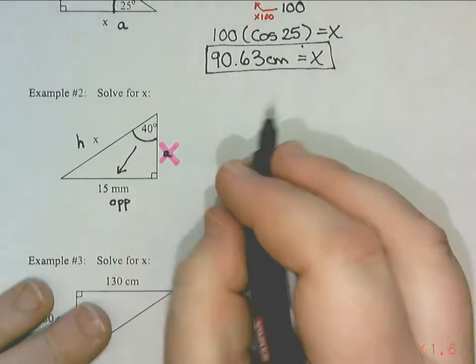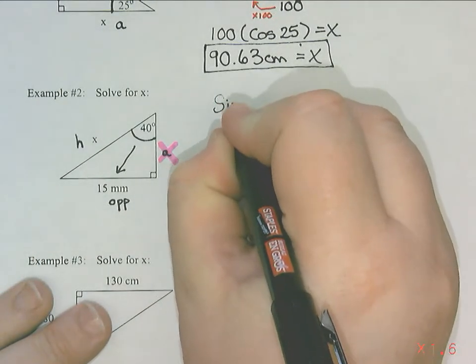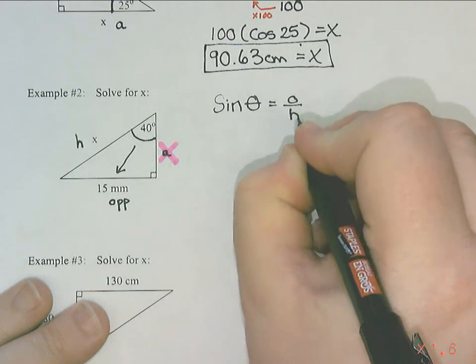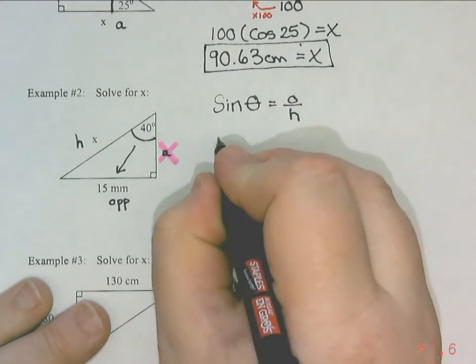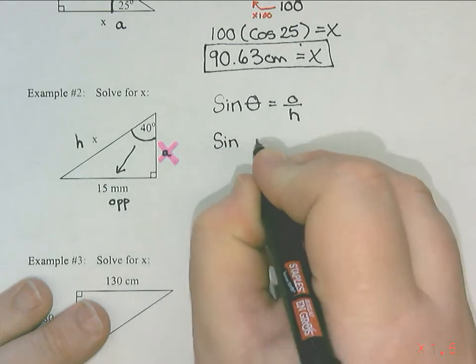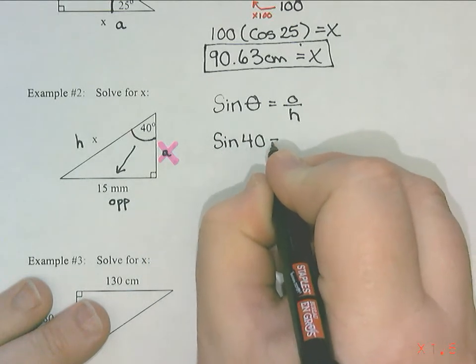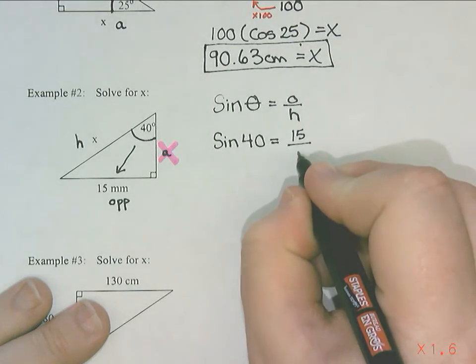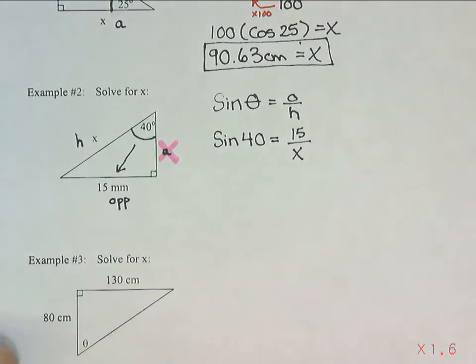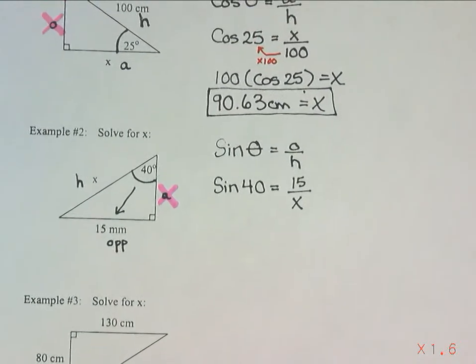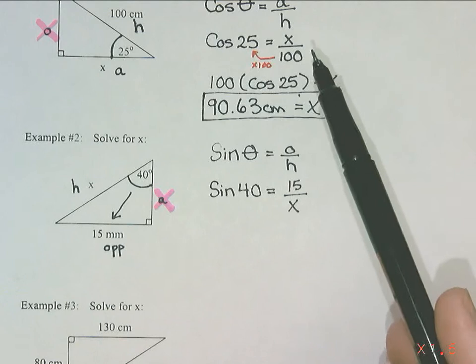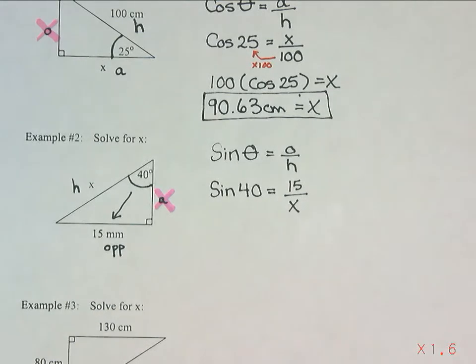So I'm going to write sine of theta is opposite over hypotenuse. Sine of my angle theta, which is 40 degrees, is going to equal opposite 15 divided by hypotenuse, which is x. You'll notice this is a little different from the last question, as the x is in the denominator, whereas in the previous question, the x is in the numerator.